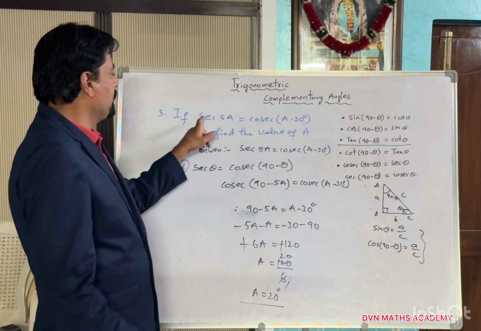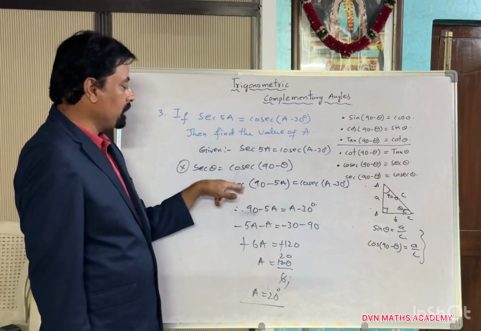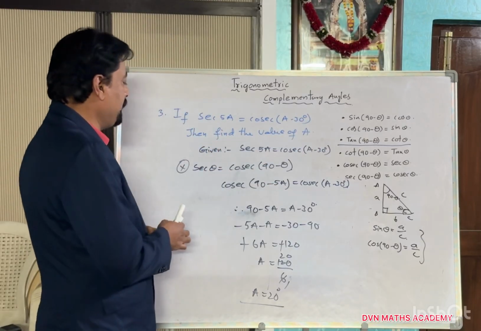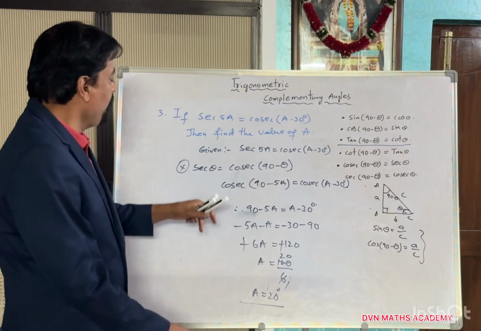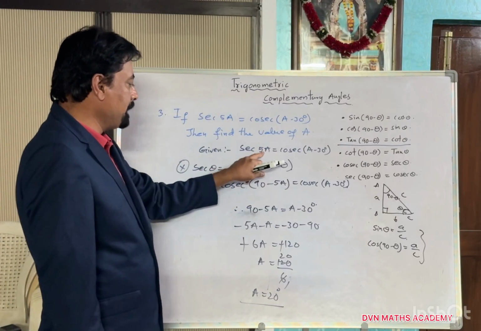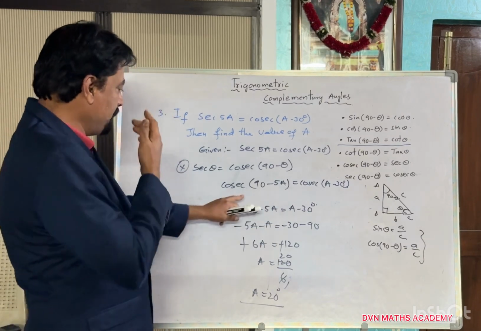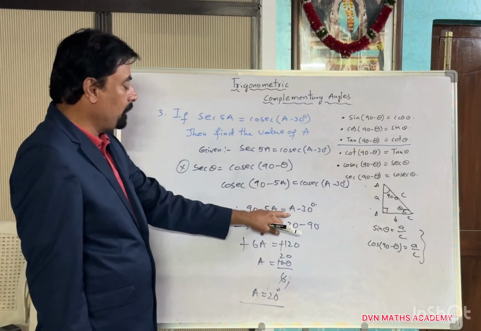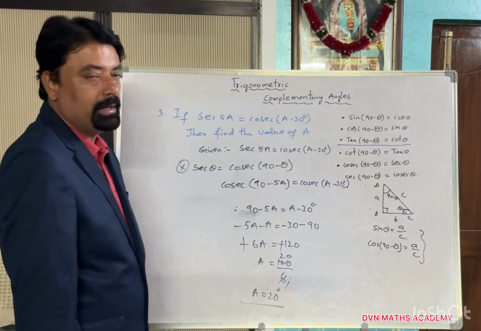Here what I did: sec 5A is equal to cosec(A − 30°), I just converted sec into cosec terms. We know that sec θ is equal to cosec(90° − θ). I just applied the trigonometric complementary rule. In place of sec 5A, I wrote cosec(90° − 5A), in the θ place I wrote 5A. Now both are in cosec, therefore we just compare these two. So 90 − 5A is equal to A − 30. Therefore 5A + A is equal to, like this, you got the value 20 degrees.